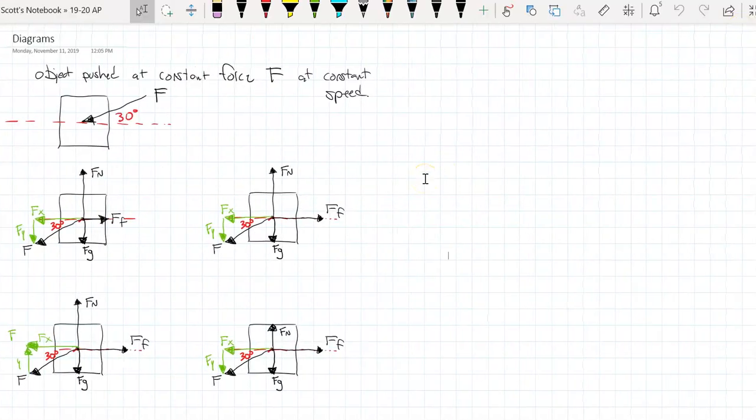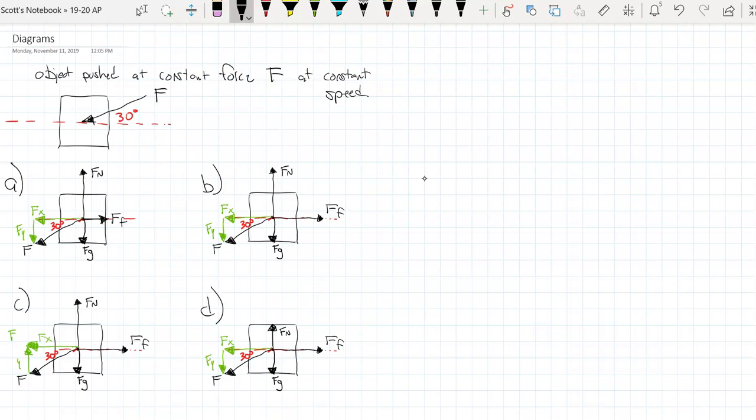Alright, so in this video, what I'm going to have you do is, once I get you set up, pause the video and then see which answer choice you would pick. Okay? So this one, are you going to pick A, B, C, or D for the correct free body diagram? Okay? And it's from this statement.